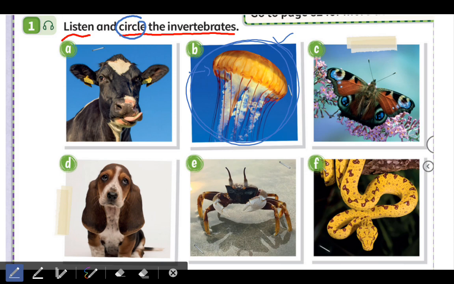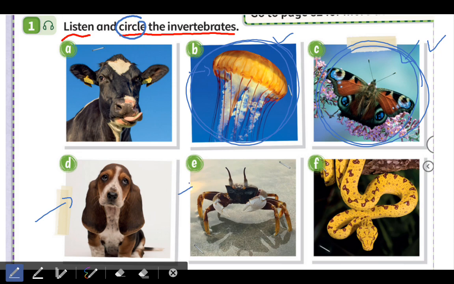Look at this butterfly here. Is it a vertebrate or an invertebrate? Perfect, it's invertebrate. It hasn't got a backbone, so we have to circle it. If you have it, okay, tick it with your favorite color. Look at this little dog. Do you think this is vertebrate or invertebrate? Superb. This is vertebrate, so you don't have to circle it. No circle.